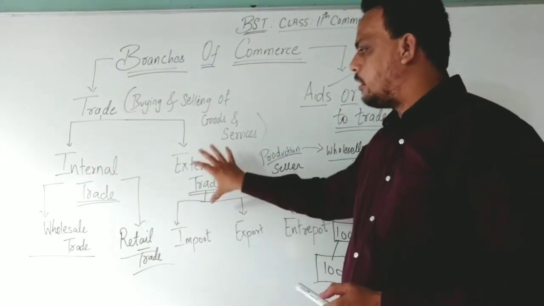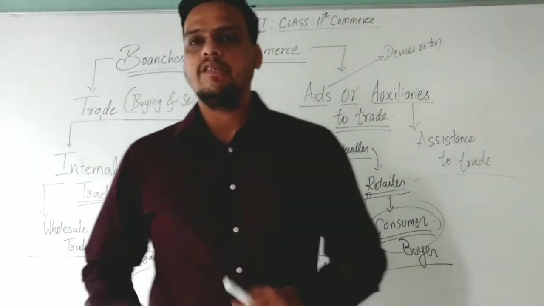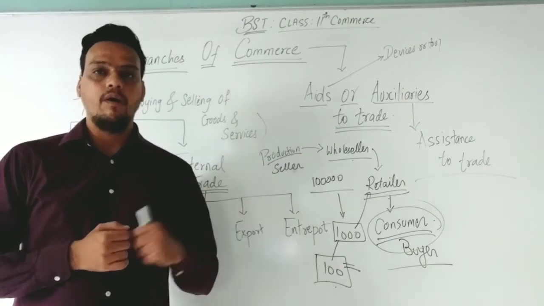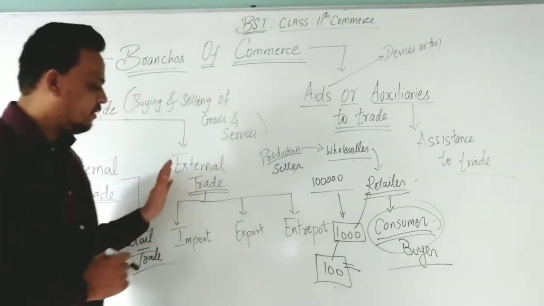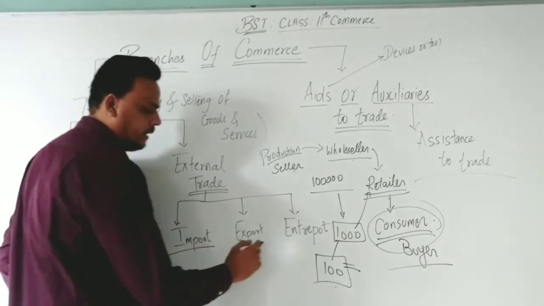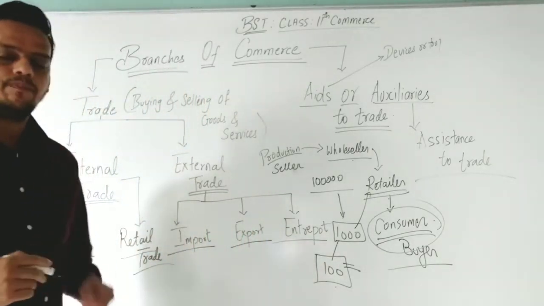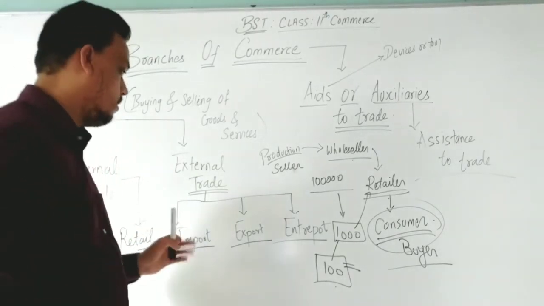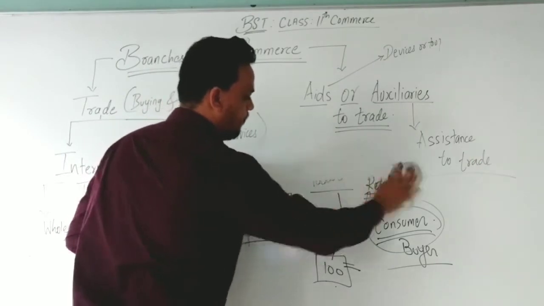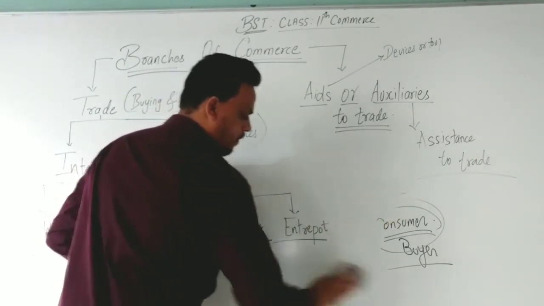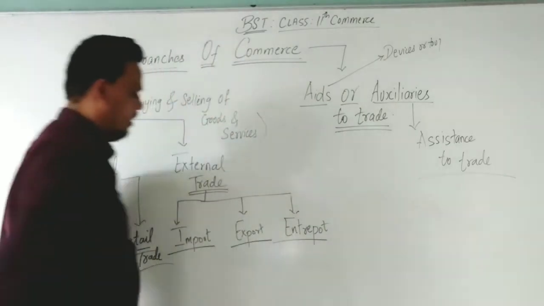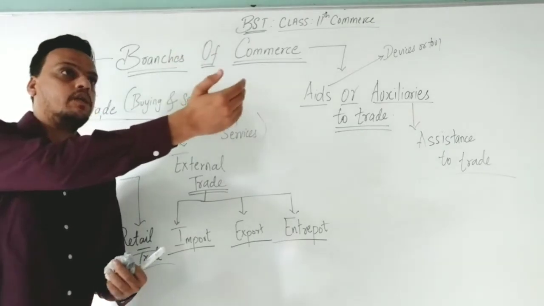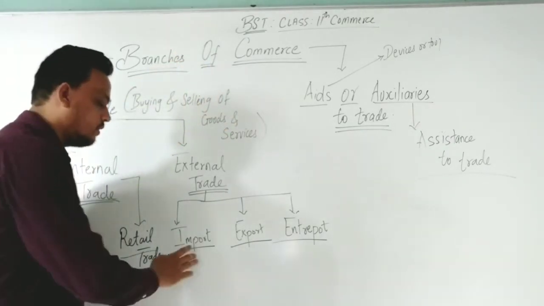Let's begin with the external trade. If internal is within the boundary, then external will be outside boundary or international market, I would say. In external trade, we are having 3 points: import, export and interport. Let's go with the example with the import. Let's begin with the import. Import means you are purchasing from a different country and bringing it to our country. It is considered as import.